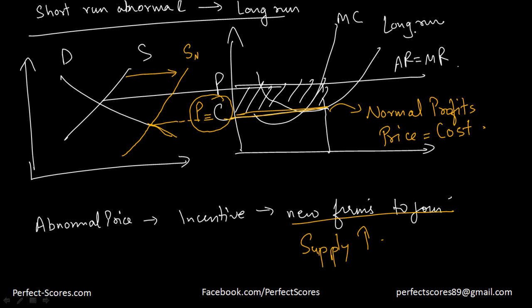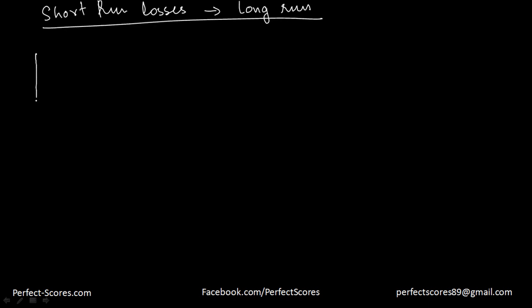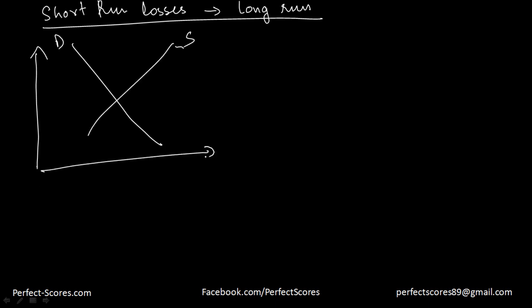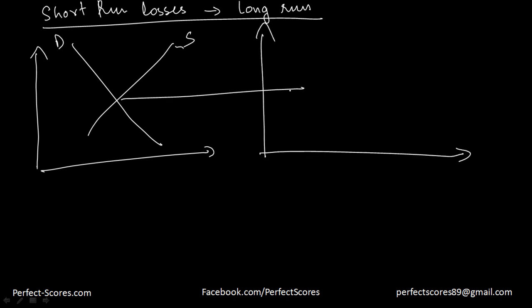Fine. So suppose you're understanding this point over here. Now let's see what happens when the firms are making short-run losses, and what happens in the long run. Again, you have the same scenario. You have your demand and you have your supply, right? And this is the price which the firm is following. Average revenue is equal to the marginal revenue. So this is the price that the firm is following.